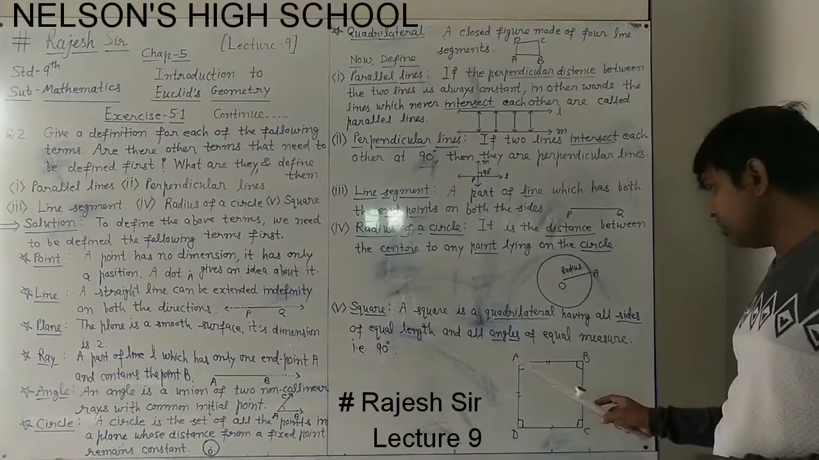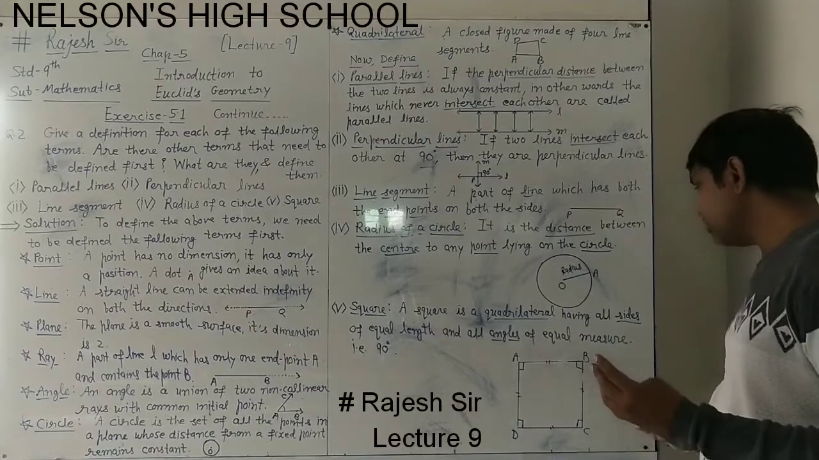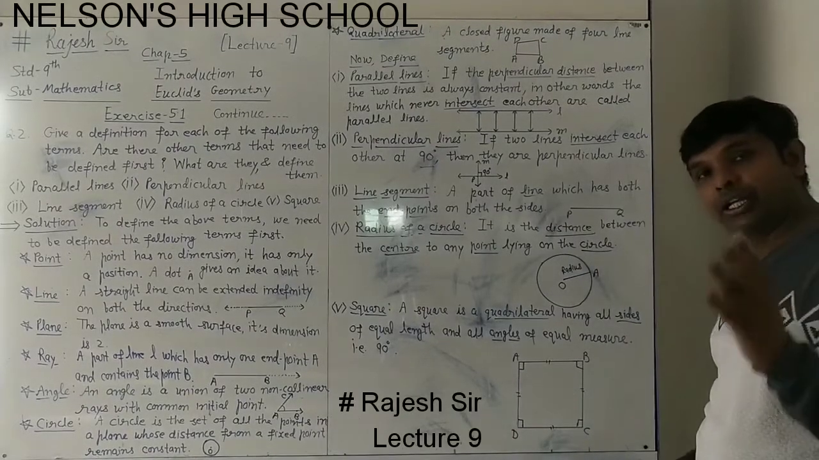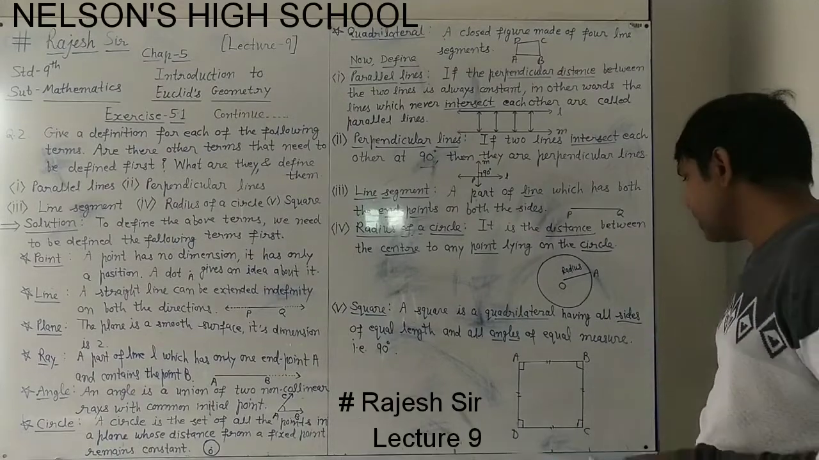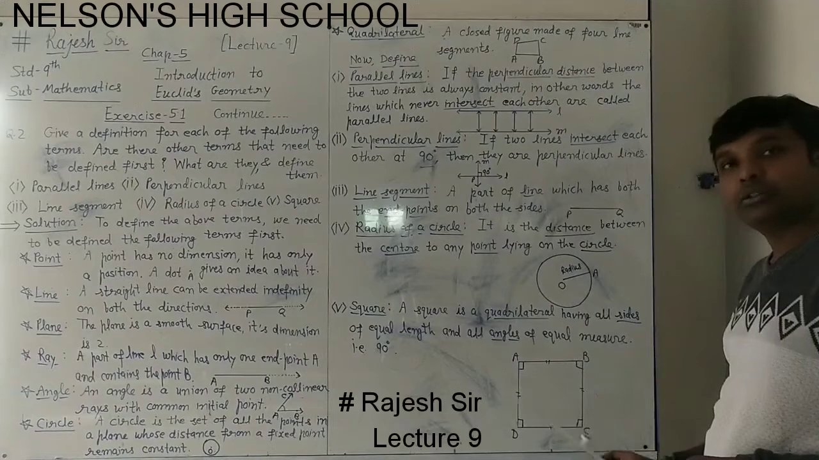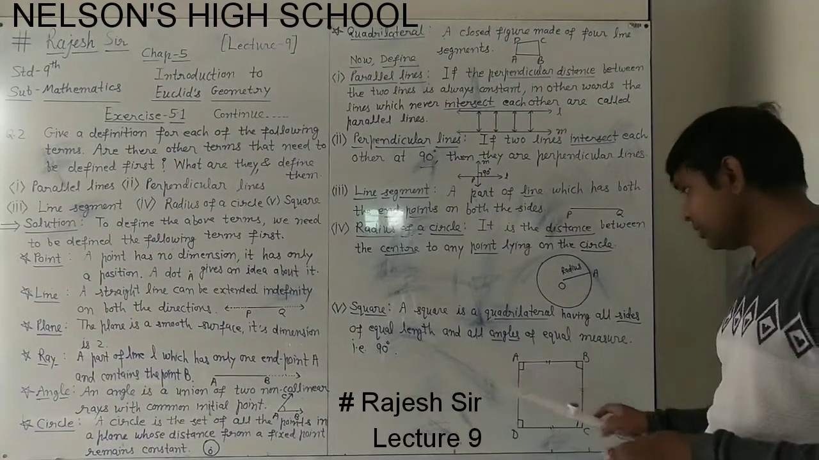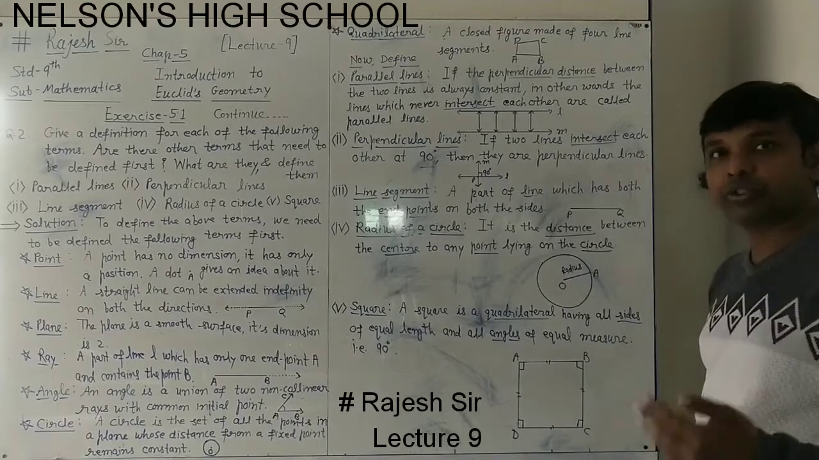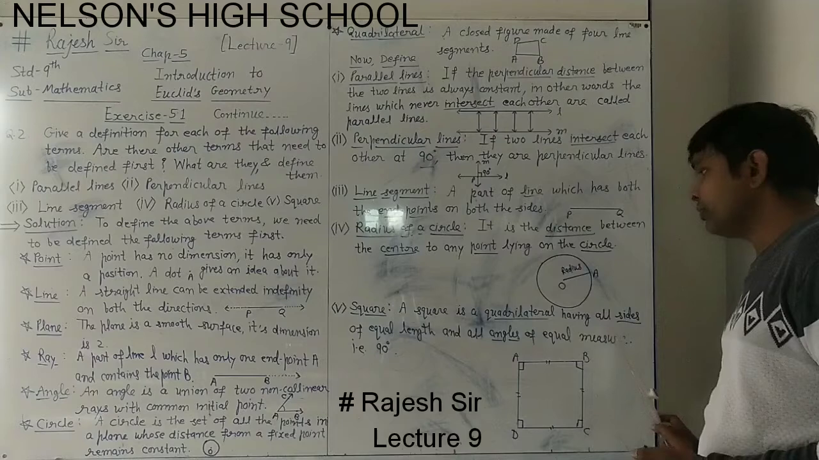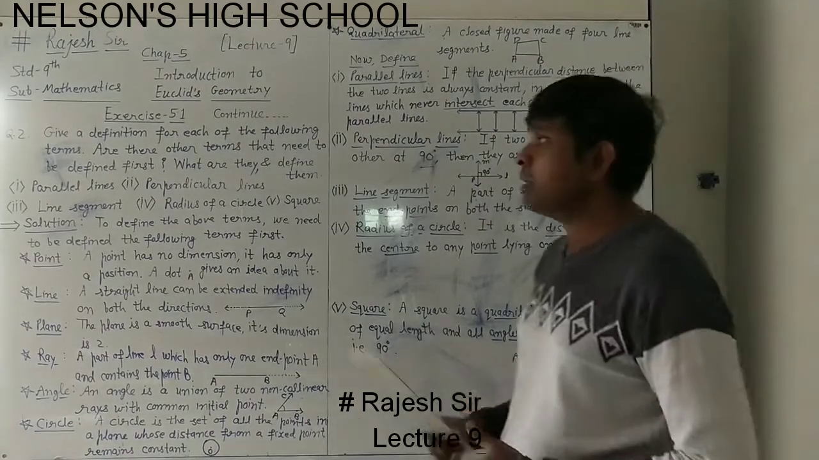Why is this a square? Because it is a quadrilateral first, so it will have four sides, and all four sides are of equal length. We have shown this way: AB, BC, CD and AD, all four sides are of equal length, and all four angles are of 90 degrees. So that's why it is called a square. Again, a square is a quadrilateral having all the sides of equal length, AB equal to BC equal to CD equal to AD, and all the angles, angle A, angle B, angle C, angle D are of equal measure and they are 90 degrees. So this is question number 2.